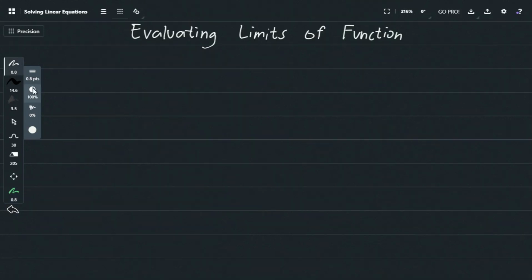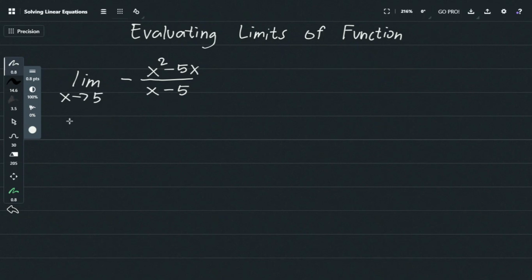Okay, so let's have another example. Limits, negative x squared minus 5x all over x minus 5 as x approaches 5.